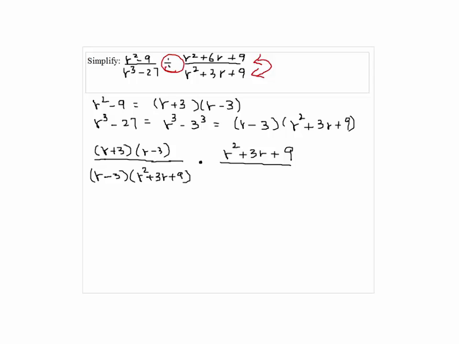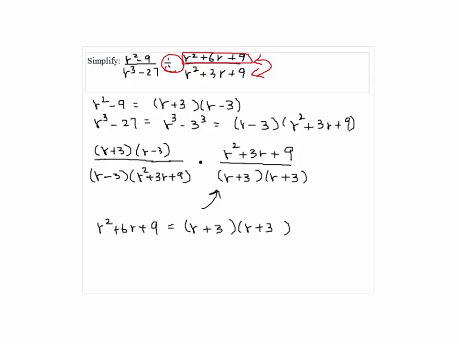And we can actually factor r squared plus 6r plus 9. So we go ahead and do that before we put it in the fraction. So we can factor that as r plus 3 times r plus 3. So that will go on the bottom. r squared plus 3r plus 9 is prime, so we cannot factor this.